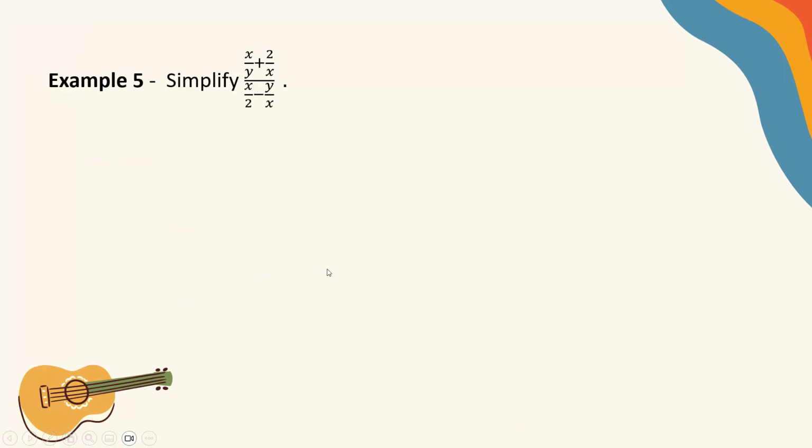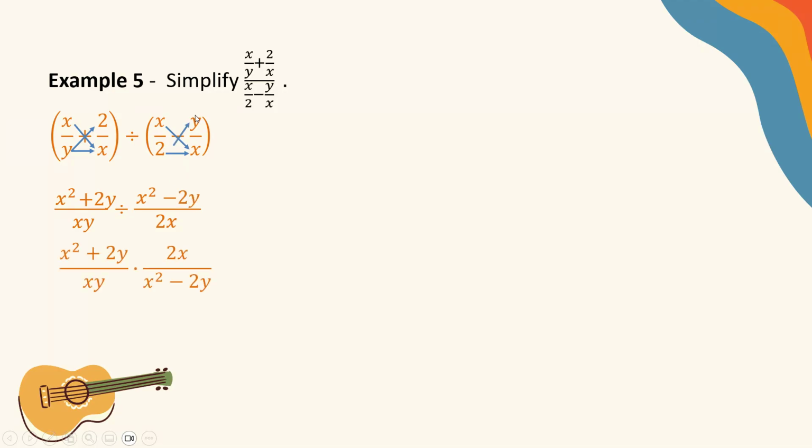Another complex fraction, so think of this fraction bar in the middle as dividing, and then we'll simplify what's in parentheses here, simplify what's in parentheses here. So multiply your denominators together, xy, and then the product of this diagonal is x squared plus the product of this diagonal, which would be 2y. And multiply your denominators together, we get 2x. The product of this diagonal is x squared, and then it's subtraction, minus the product of this diagonal, minus 2y.